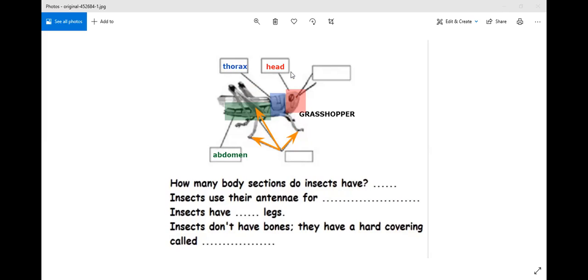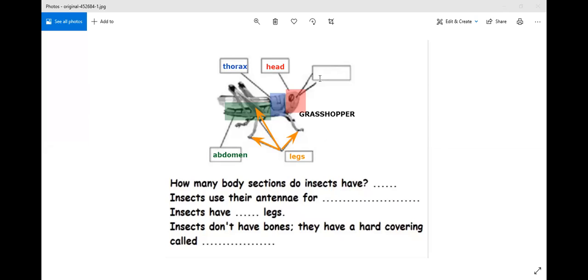Mia, help me and Noor. What are these? Which ones? In orange. The legs. Thank you. Bravo Mia. These are the legs of the grasshopper.